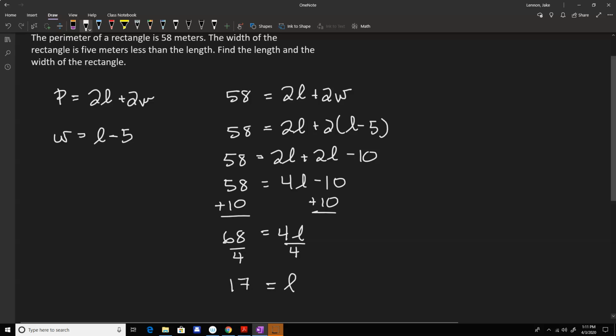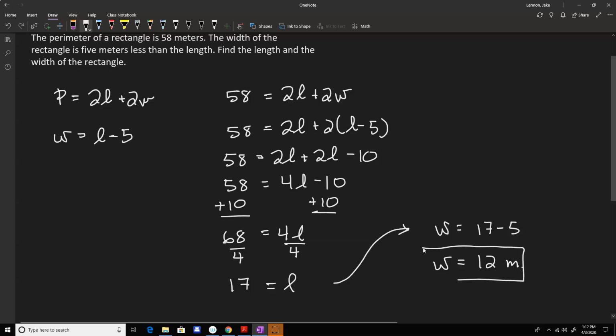So we're not quite done yet because they also want us to find the width. So we need to plug the 17 back into W equals L minus 5. So W will be equal to 17 minus 5. So our width is 12. And they tell us this is in meters. So the width is 12 meters and the length is 17 meters. The problem asks you to find the dimensions of each. So 17 meters by 12 meters is the dimension of your rectangle.